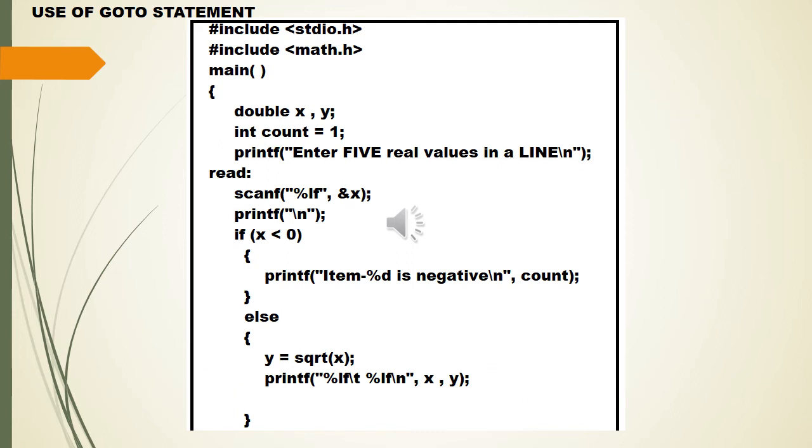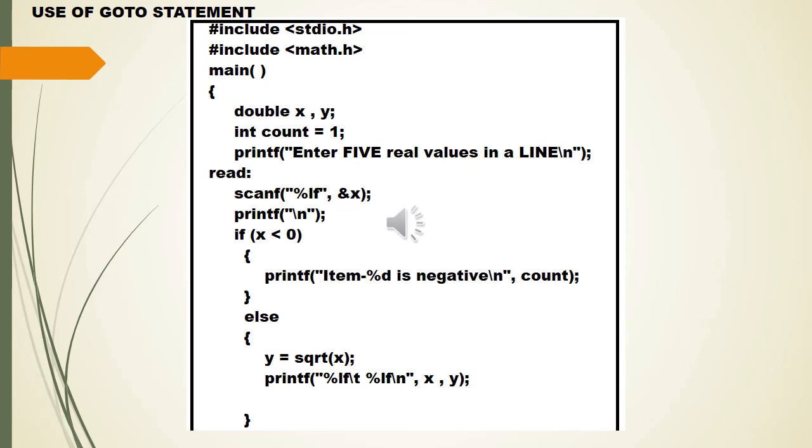Here is an example of the use of the goto statement. We used the square root function in this program, so the math.h library is very important. We include stdio.h for input output functions like printf and scanf, and math.h for the square root function. Before main we need to include these libraries if you are using such functions in your program.